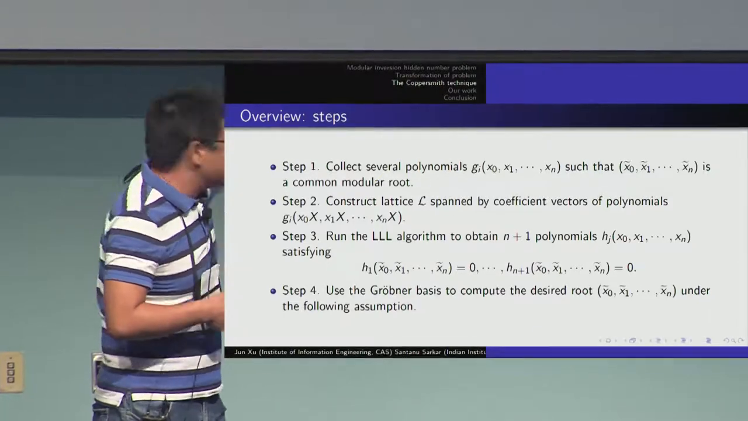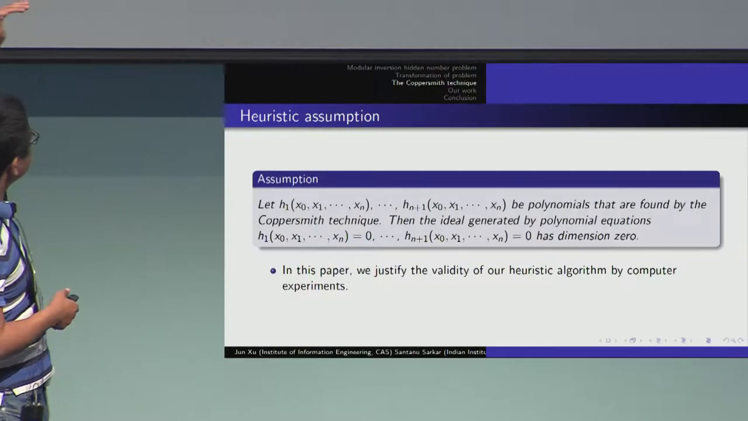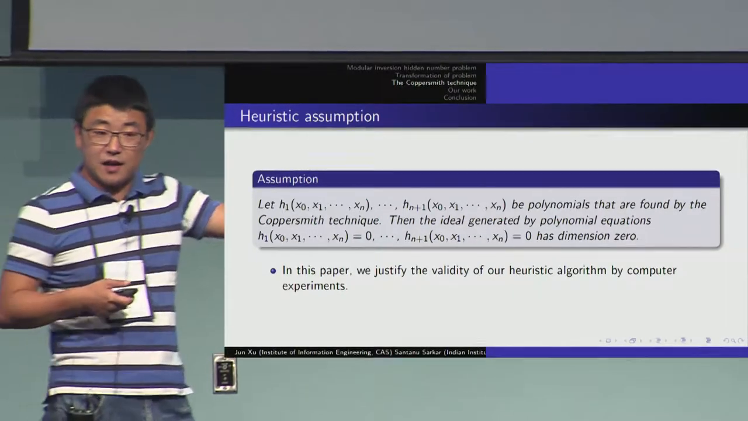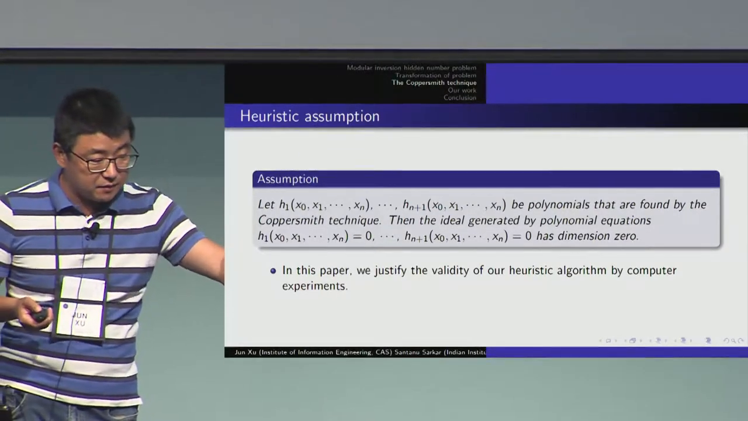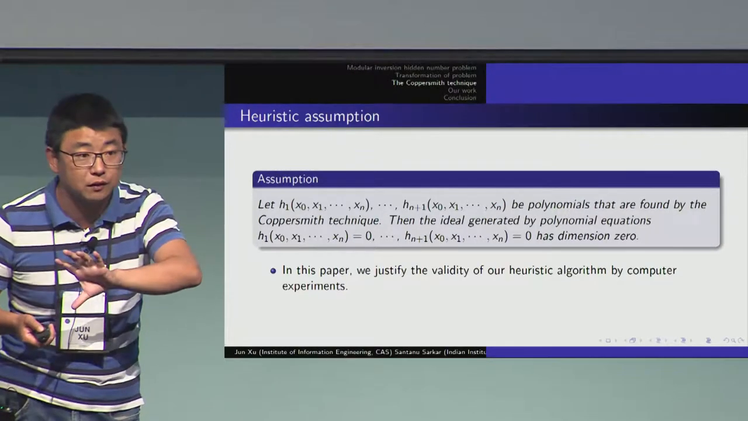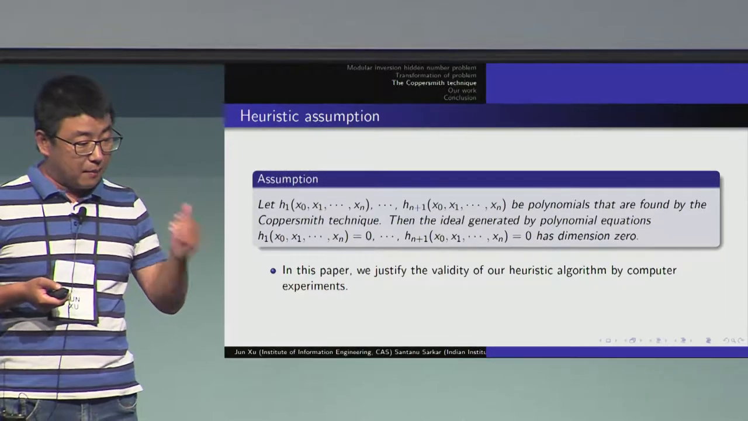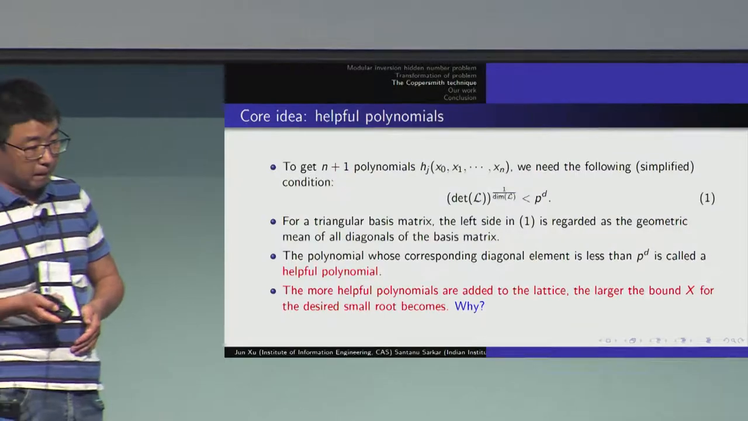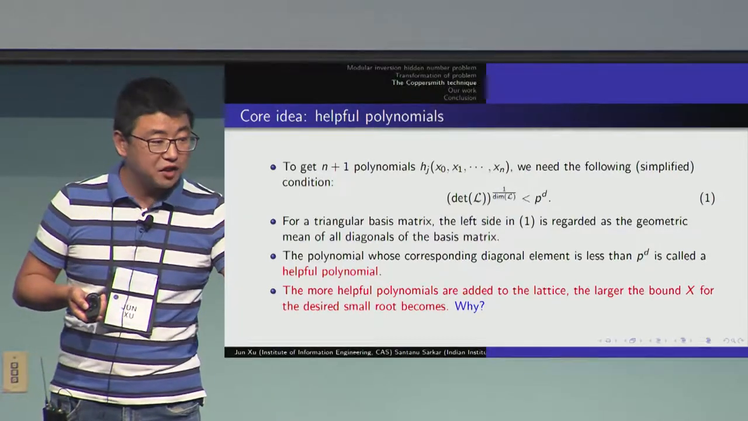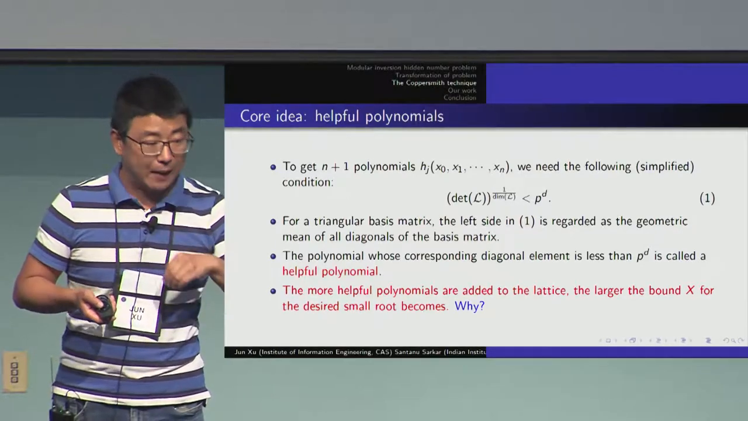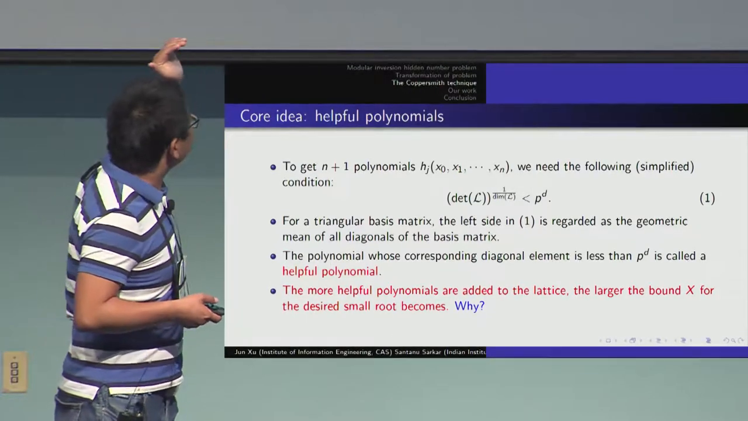But for the last step, we need the following assumption. This assumption means the ideal generated by the n plus one polynomials is of dimension zero. It means the number of this equation's roots is finite. So in this paper, we justify this assumption using computer experiments.